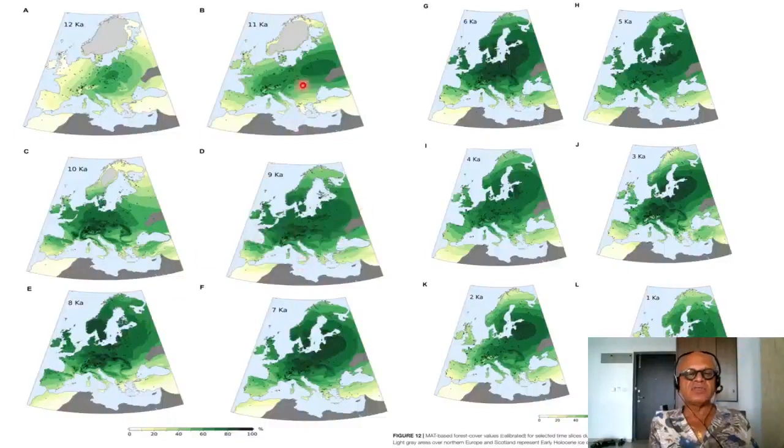By 9 kiloyear, thicker coverage, as you can infer from the darker colors. And by 8 kiloyear, just after the 8250 event, which was a minor cooling, you can see some changes as well in these regions. 7 kiloyear, maybe darker colors over here. 6 kiloyears, much expanded darker color.